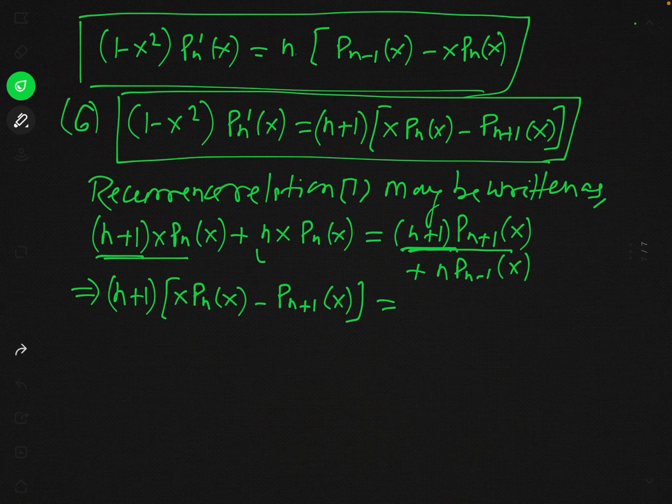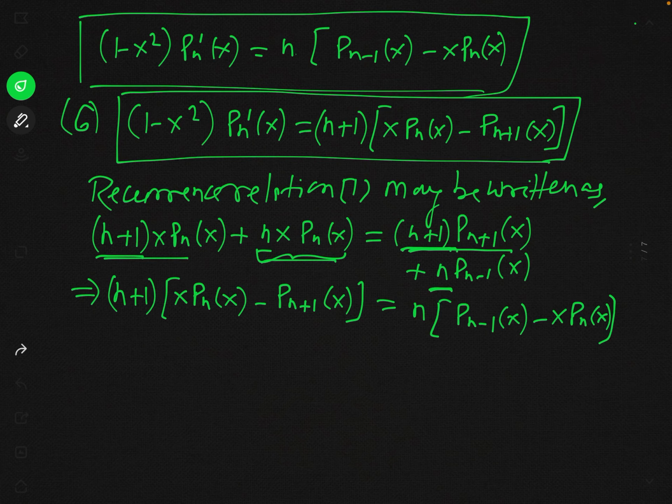And now we bring the term n x Pn(x) from the LHS to the RHS. So in the RHS you can see here is n, and here is also n. So we will take this n as a common factor, and this will be Pn-1(x). And when this term goes to the RHS, the sign will be reversed, that is minus. You have taken n as a common factor, so this will be minus x into Pn(x).